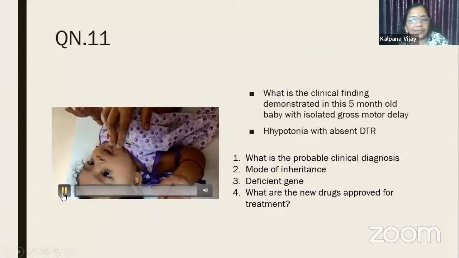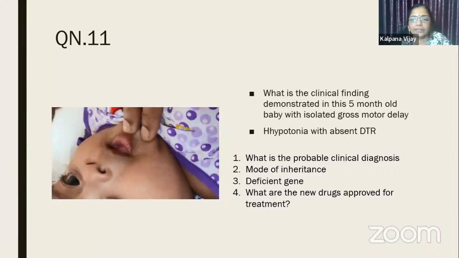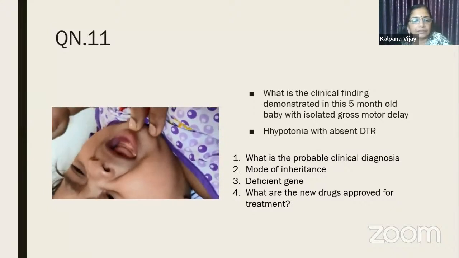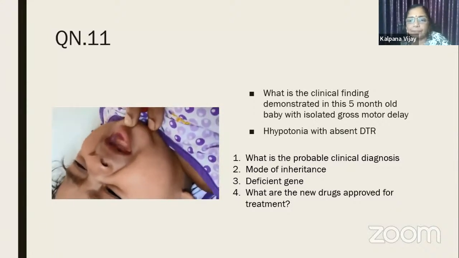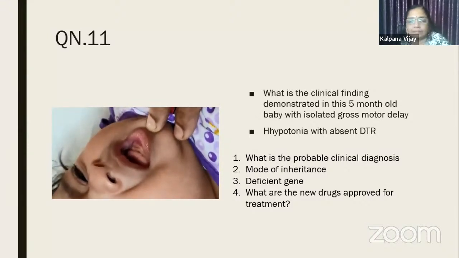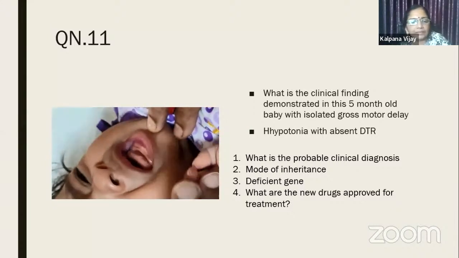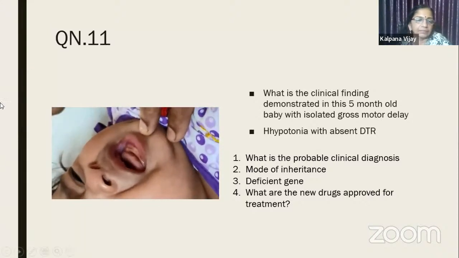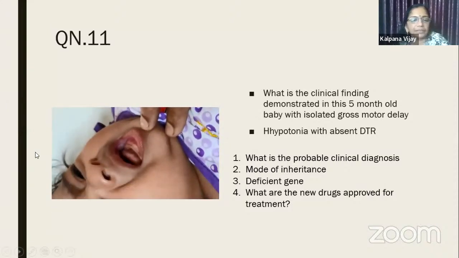This picture is not very clear. So a 5-month-old baby with isolated gross motor delay. You may be able to see somewhat, and hypotonia with absent reflexes. So this will be SMA. What is the type? What is the type of SMA here? So you can see the tongue fasciculations or fibrillation, you can say.